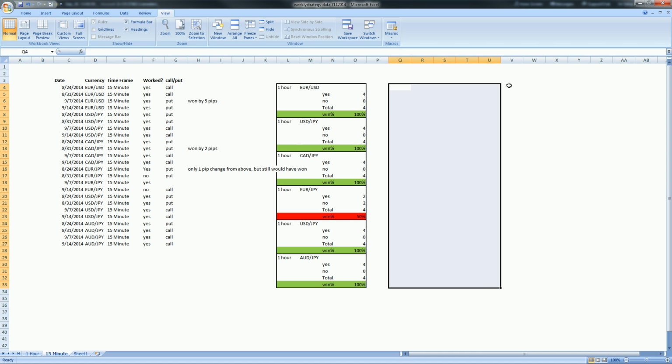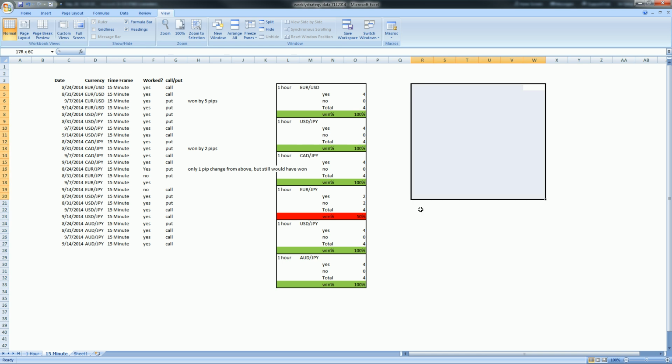But keep practicing what I've already showed you. That stuff works, and if it doesn't work, then show us why it's not working. Show us your losing trades, and we'll try to figure it out together.